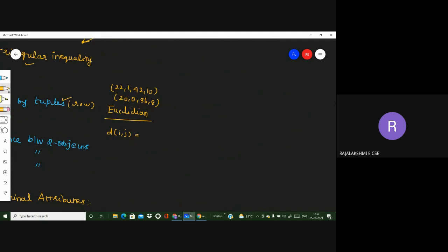Anyone calculated this value? This is the root of 22 minus 20 the whole square plus 1 minus 0 the whole square plus 42 minus 36 the whole square plus 10 minus 8 the whole square. What is the value? 22 minus 20, 2 whole square plus 1 whole square. 42 minus 36 the whole square.